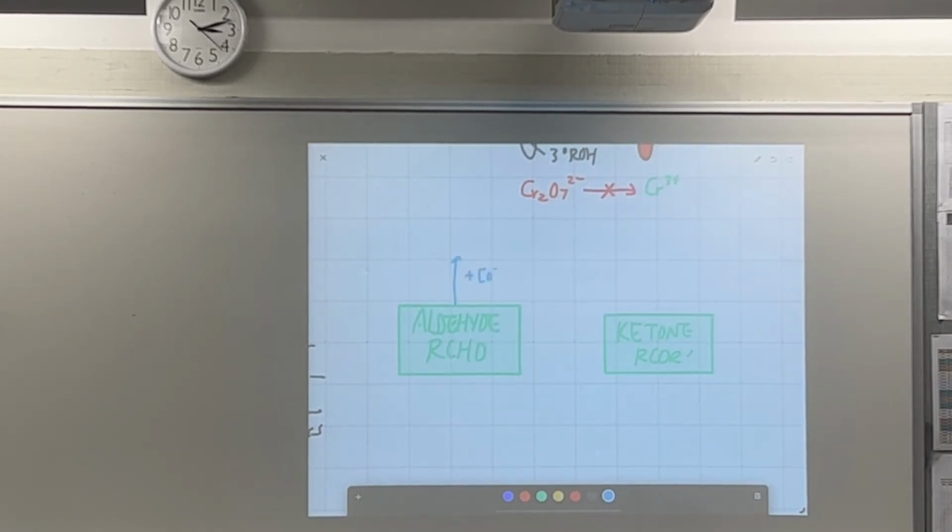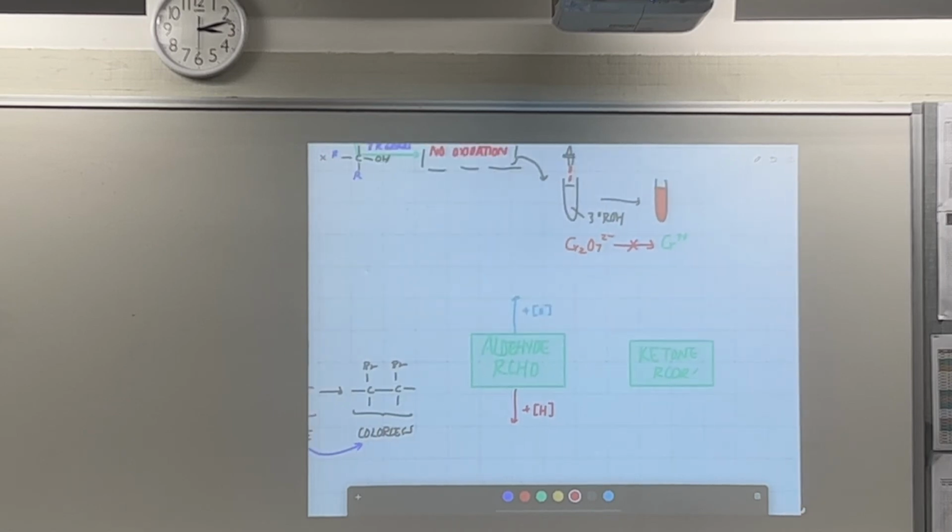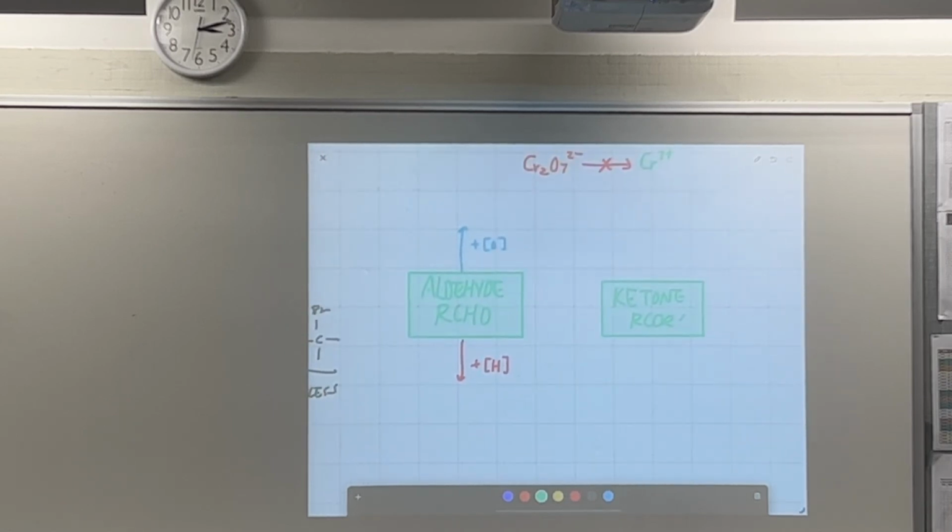What can aldehyde be oxidized to, and what can it be reduced to? Oxidized to carboxylic acid. But aldehyde can be reduced to which class of alcohol? The first class, meaning the primary alcohol. So you can say it can move up into carboxylic acid, and it can move down to primary alcohol.